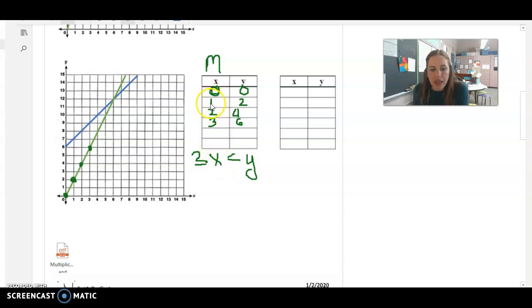So if we said x is 1, 2 times 1 equals 2. Check. Let's say x is 2. 2 times 2 equals 4. Check. 2 times 3 equals 6. Check. So every time we multiply x by 2, we get y. So our rule must be 2x equals y.